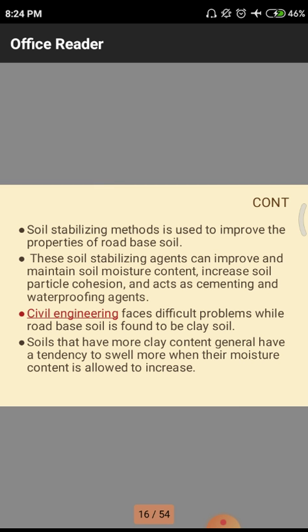What is their work? They can improve and maintain soil moisture content. If it is a normal structure, it will have to bear a huge amount of load without water content, so below the foundation level we need to use this soil cement mixture, so that the water will not enter upward into the structure, and the structure is safe against this water control.